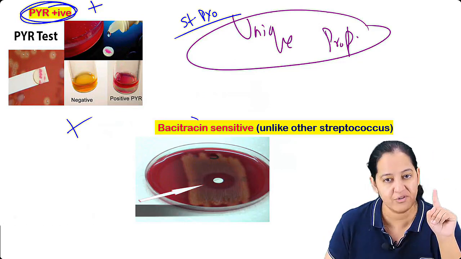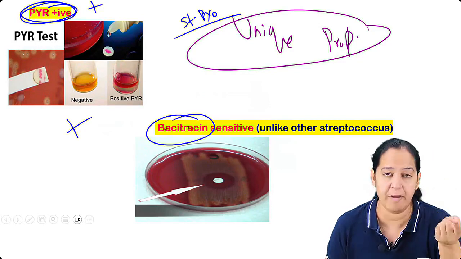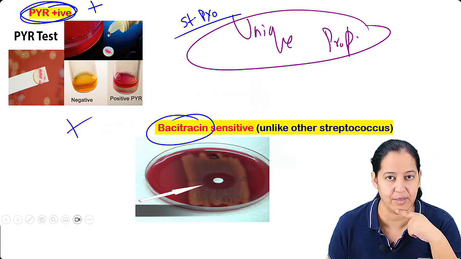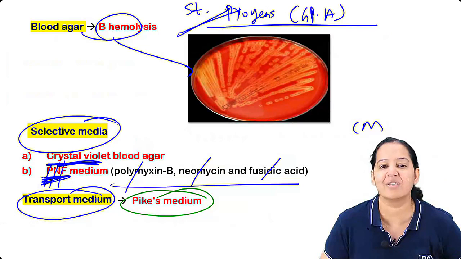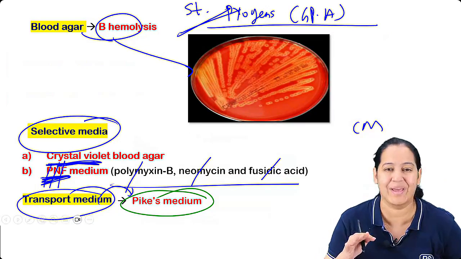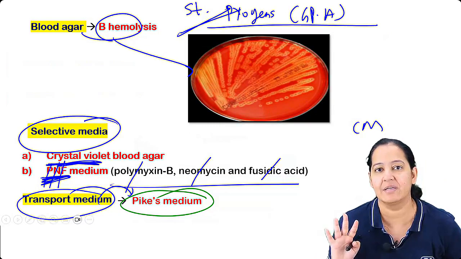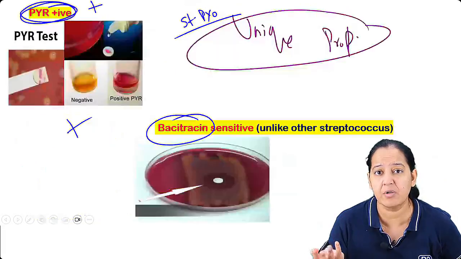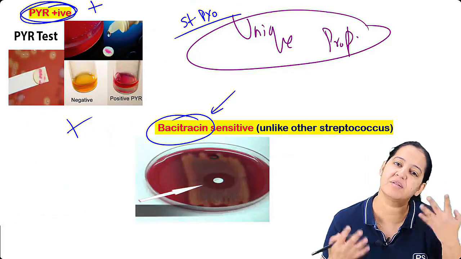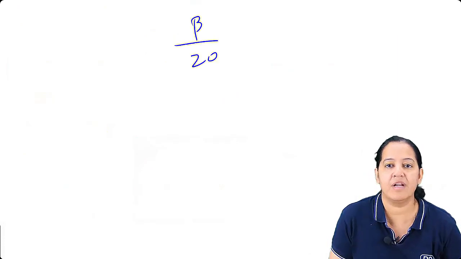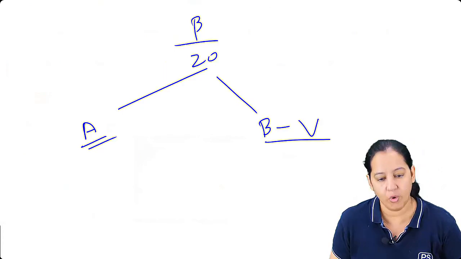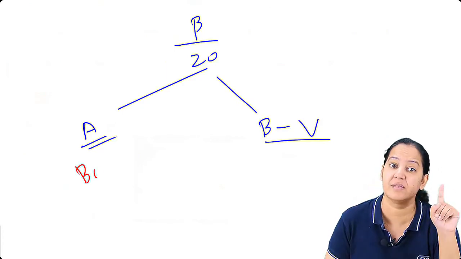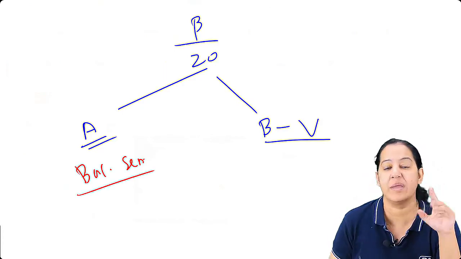And bacitracin is a chemical, like novobiocin, like penicillin, like cephalosporin, like sulfonamide. Group A is very delicate. I told you, it's delicate, darling. Look at this, it even requires transport media, it is very fragile. That's why it requires transport media also. You put bacitracin, it is killed. None of the other 19 are. There are 20 beta, right? Out of 20, only group A is killed by bacitracin. This is bacitracin sensitive.